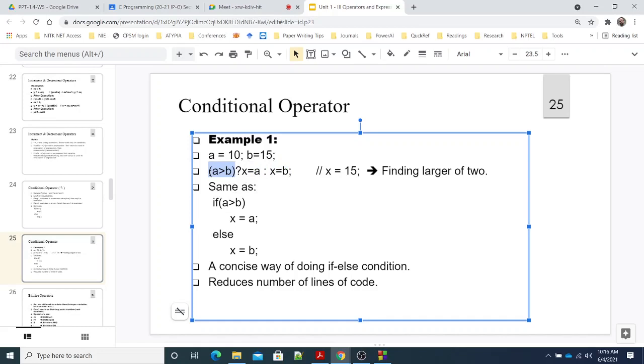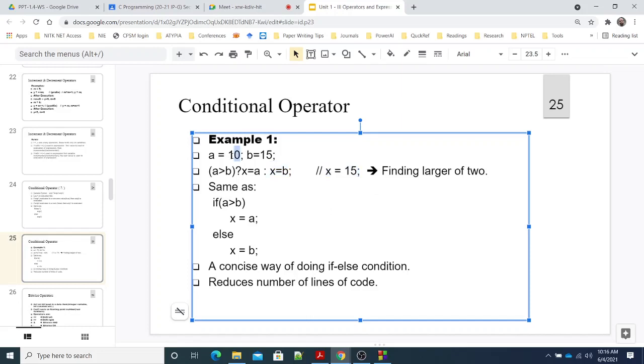A greater than b is my first expression. Is it true or false? False. 10 greater than 15. A is 10, b is 15. 10 greater than 15 is false. So it is going to execute this, x is equal to b. B is 15, I am assigning it to x. So x gets the value 15.